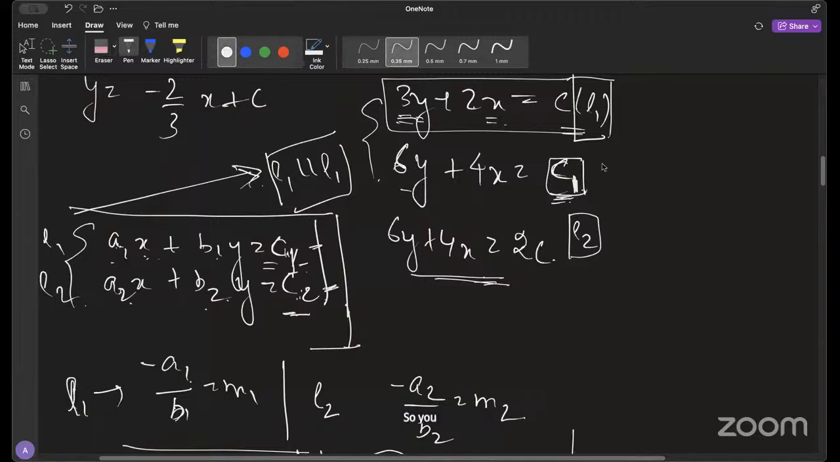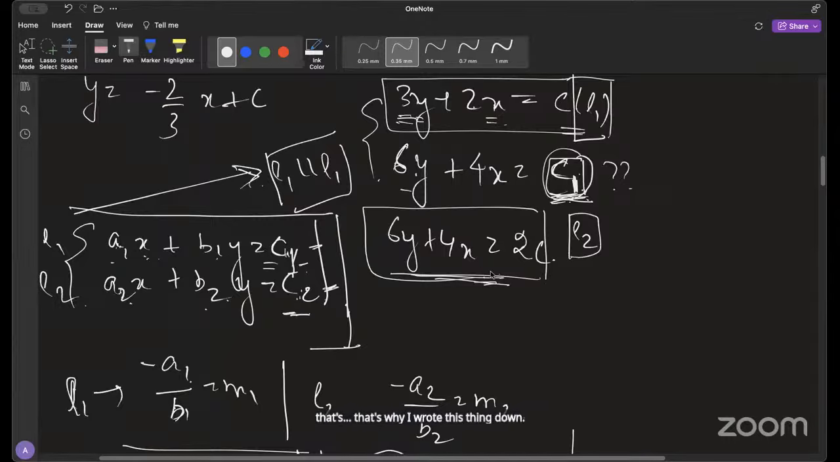So your doubt was that I said C1 is free. You can choose C1 to be whatever. You just have to make sure that the coefficient of Y and the coefficient of X are in the same ratio. That's the only condition to check for parallel lines. C1 does not have any condition. And then you had a doubt that C1 can't be in the same ratio, it has to be different. That's why I wrote this thing down, that this is also a line parallel to this one.